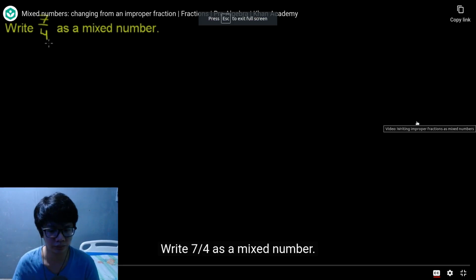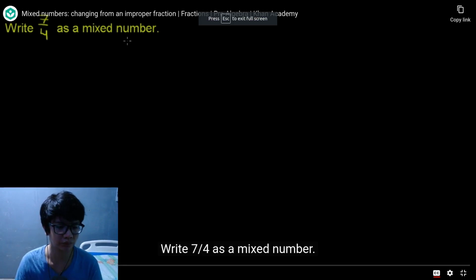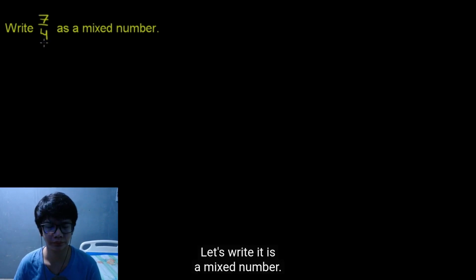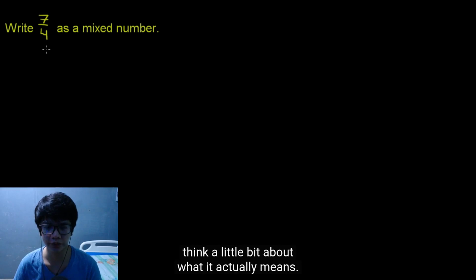Write 7 over 4 as a mixed number. Right now it's an improper fraction. 7 is larger than 4. Let's write it as a mixed number. First I'm just going to show you a fairly straightforward way of doing it, and then we're going to think a little bit about what it actually means.